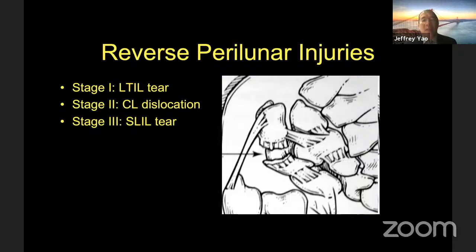The reverse perilunar injuries are just the opposite. So this would start on the ulnar side with the lunotriquetral ligament and then pass in a counterclockwise fashion to the scapulolunate side.